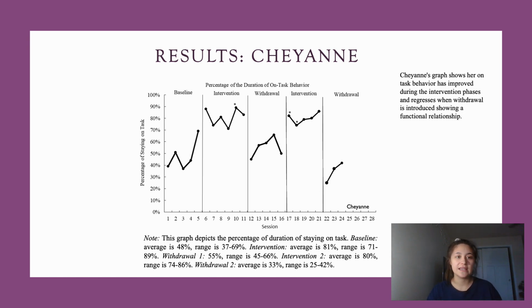So we can definitely see that functional relationship with the averages and the ranges, where in the withdrawal and baseline, they're all significantly lower, as in the intervention phases, they're all pretty high.